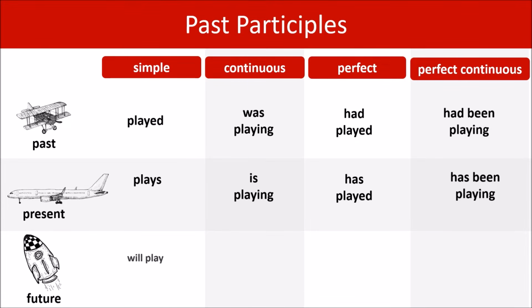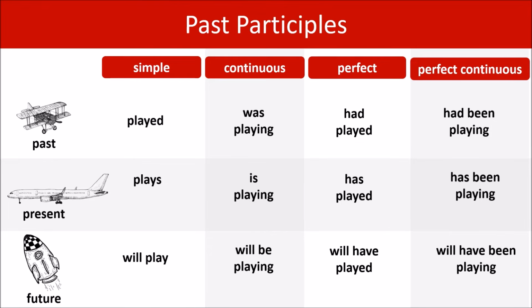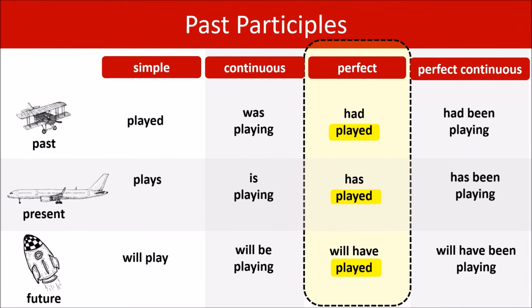There they are. That is all 12. And the reason why I'm showing you these is because I just want to make the point that the past participle features in the perfect aspect. So these 3 tenses here in the perfect aspect column are the ones that use the past participle. Sometimes this is called the completed aspect, because this aspect of tense tells you that the activity has been completed.